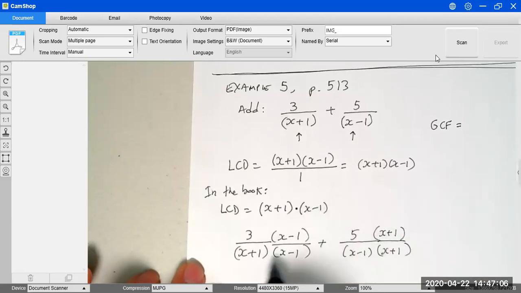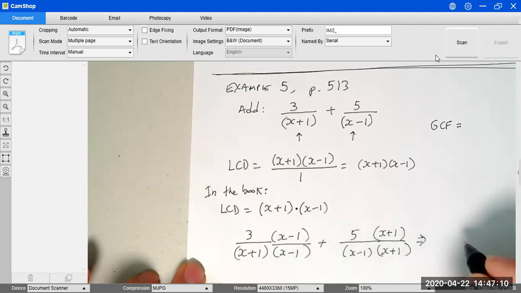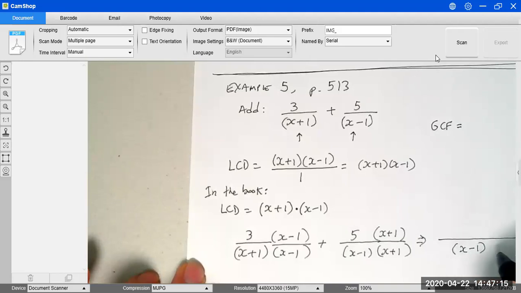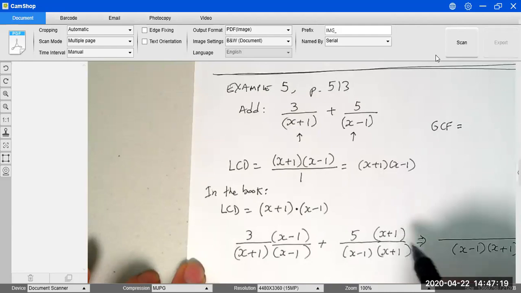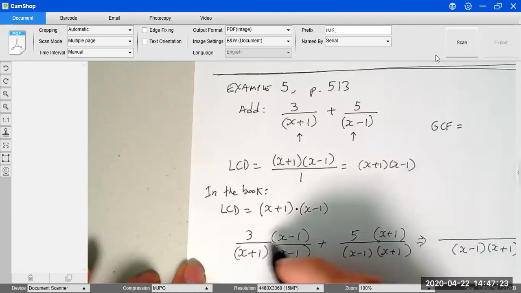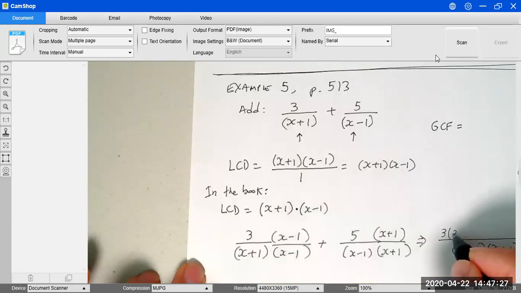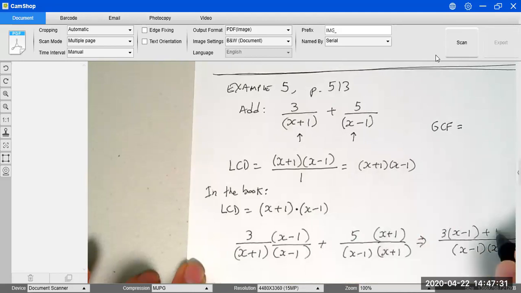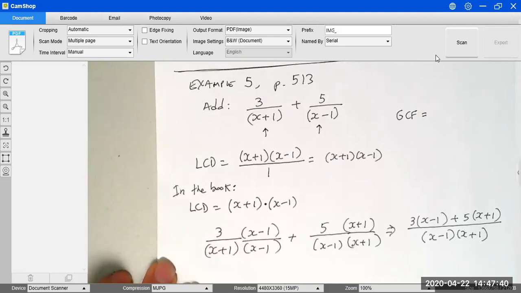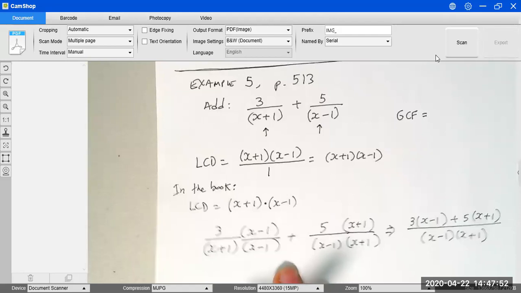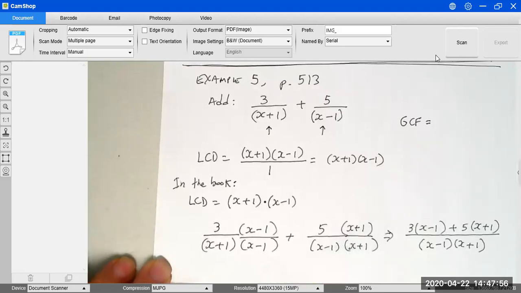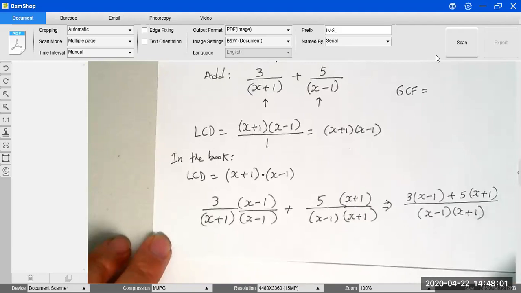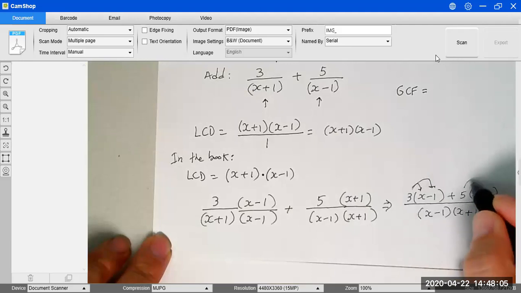Once you have that, now you can see you have the same denominator in both cases. So now you have a common denominator, which is x minus 1 times x plus 1. And then you can proceed by doing these operations. You're going to have 3 that multiplies x minus 1 plus 5 that multiplies x plus 1. So that's rewriting the addition of two rational expressions as a single rational expression with the same denominator. So the rest is just doing the corresponding operations that are indicated there. So we're going to multiply here. You're going to apply the distributive property here, and here.